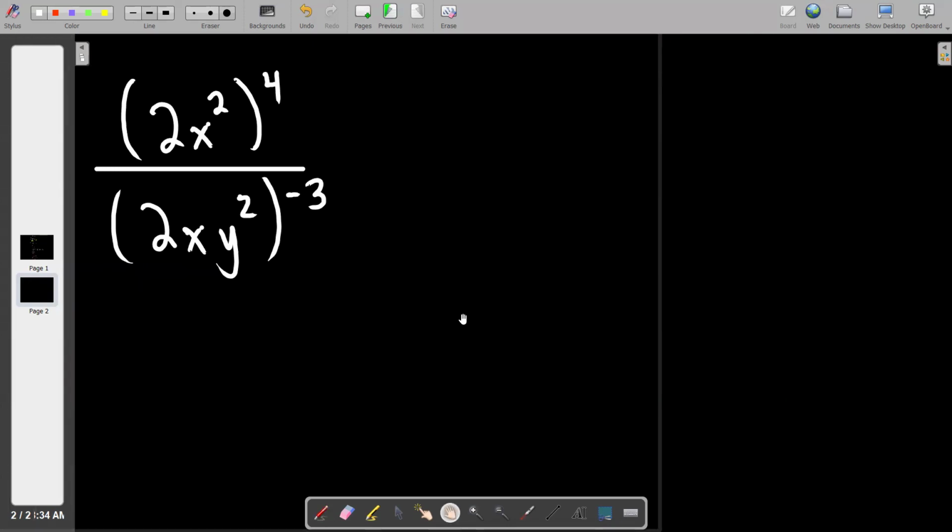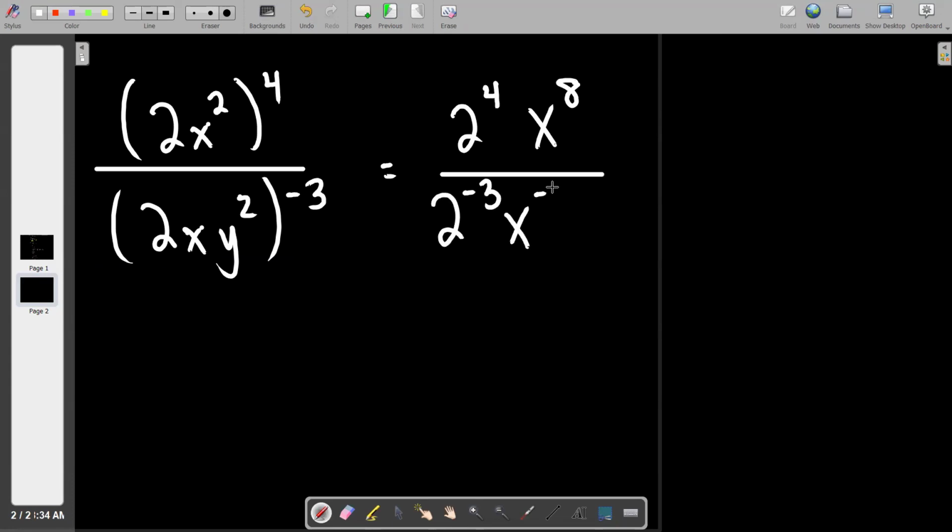So at this point, it's time to distribute our exponents, right? So when we do that, we're going to get 2 to the 4th and then x to the 8th. And then we're going to put that all over 2 to the negative 3rd, x to the negative 3rd, and y to the negative 6th.